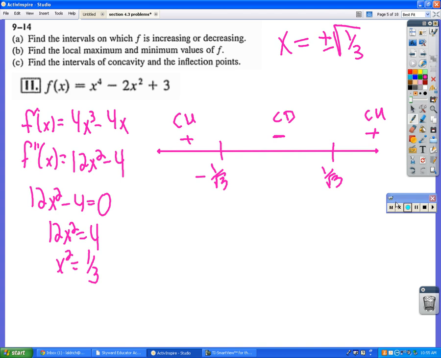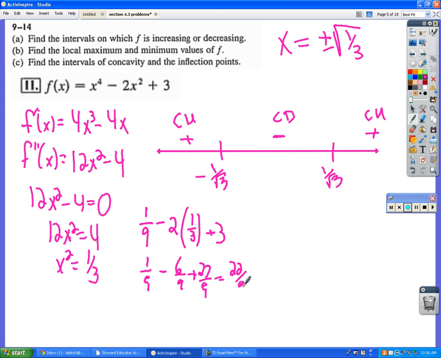So if you plug in negative 1/√3 to the fourth, that's going to be 1/9, I feel like. Because if you square the square root, you get 1/3, and then you square it again, you'll get 1/9. I don't know, trust me, I'm a doctor. And then 2 times 1/3 plus 3. So 1/9 minus 6/9 plus 27/9 is a total of how many 9s? 22/9. Is that right?